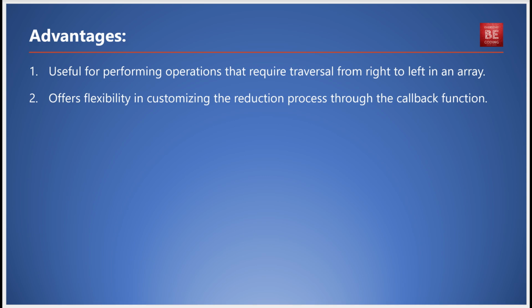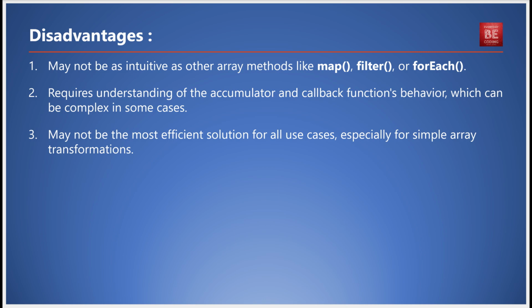It's particularly useful for operations that require traversal from right to left in an array. It also offers flexibility in customizing the reduction process through the callback function. However, it's not without its downsides. The reduceRight method may not be as intuitive as other array methods like map, filter, or forEach. It requires an understanding of the accumulator and callback function's behavior, which can be complex in certain cases. Additionally, it may not be the most efficient solution for all use cases, especially for simple array transformations.